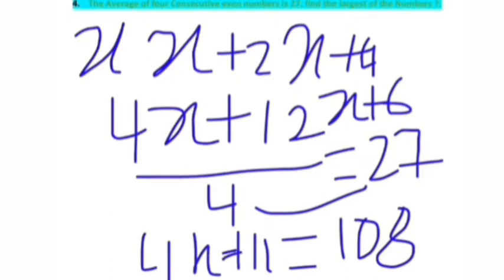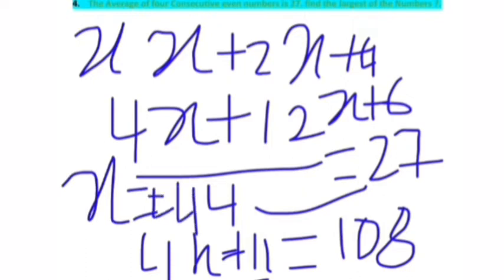So if this 12 is going that side, 4x equal to 96, x equal to 24. So the answer is x equal to 24.